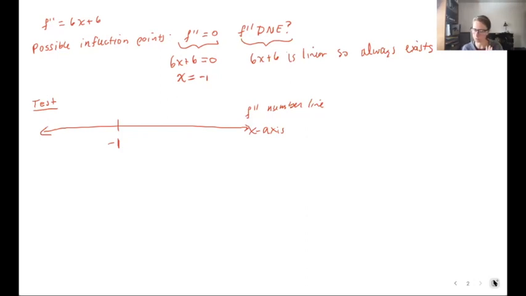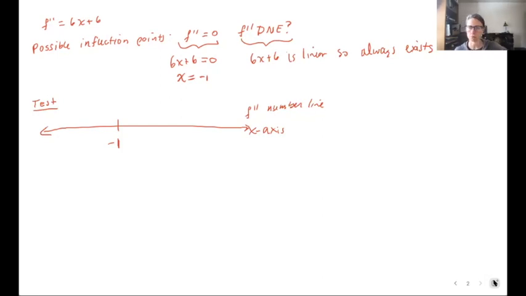So we know that from -1 to infinity, the function is either concave up or concave down, but it cannot change on that interval. From -infinity to -1, the function's either concave up or concave down, but it cannot change on that interval. So now the question in front of us, well, which is it? Is the function concave up or concave down on those intervals? And then is there a change in concavity at -1?